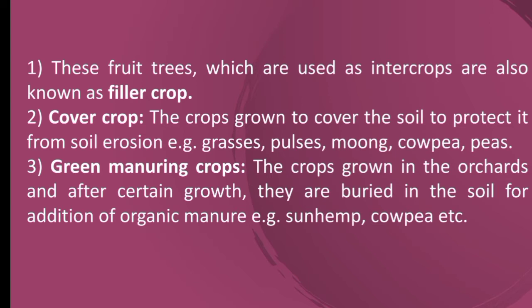Third is the green manuring. These are crops grown in the orchards and after certain growth, they are buried in the soil for addition of organic manure, like sun hemp, cowpea, and others. You can also use mongo. Mongo has a growth stage, a vegetative stage and a reproductive stage. When it reaches the reproductive stage, when the mongo is flowering, you can cut the plant or just till it.